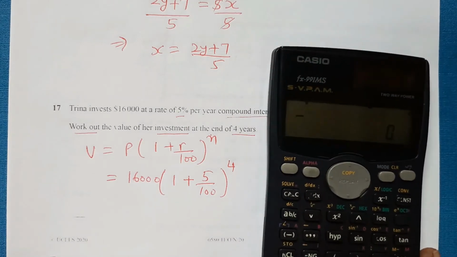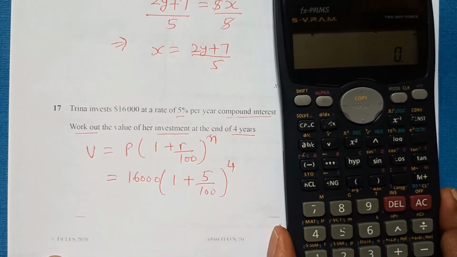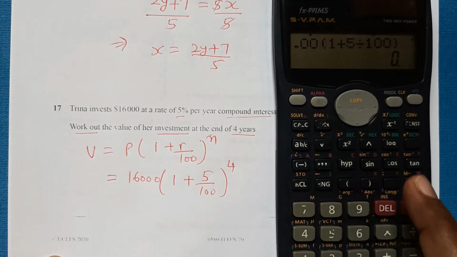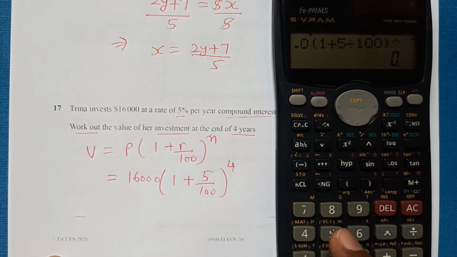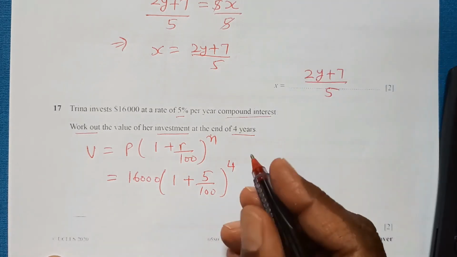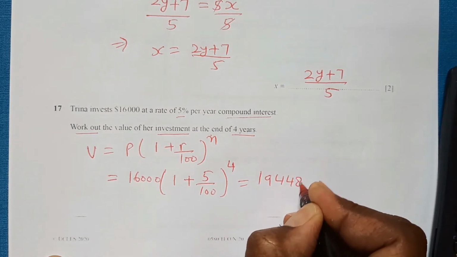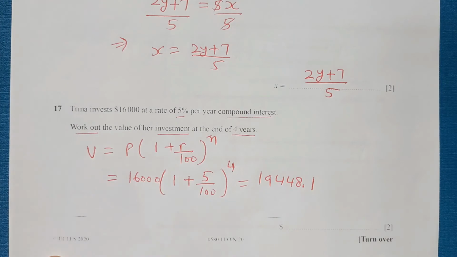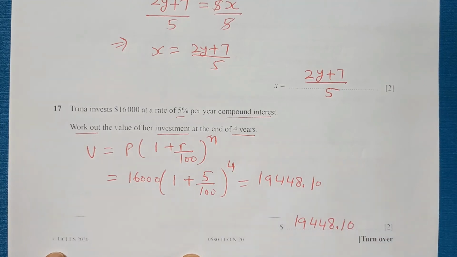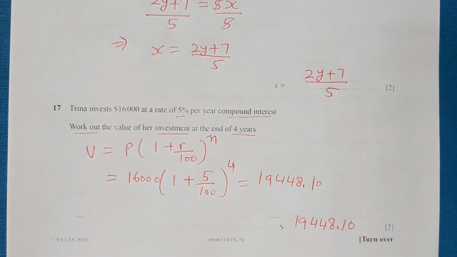So let's calculate this one. 16,000, in brackets 1 plus 5 divided by 100, again bracket, and bracket power 4. So this is our answer, 19,448.1. As this is dollars, we can just put 0 here. So 19,448.10 is our final answer.